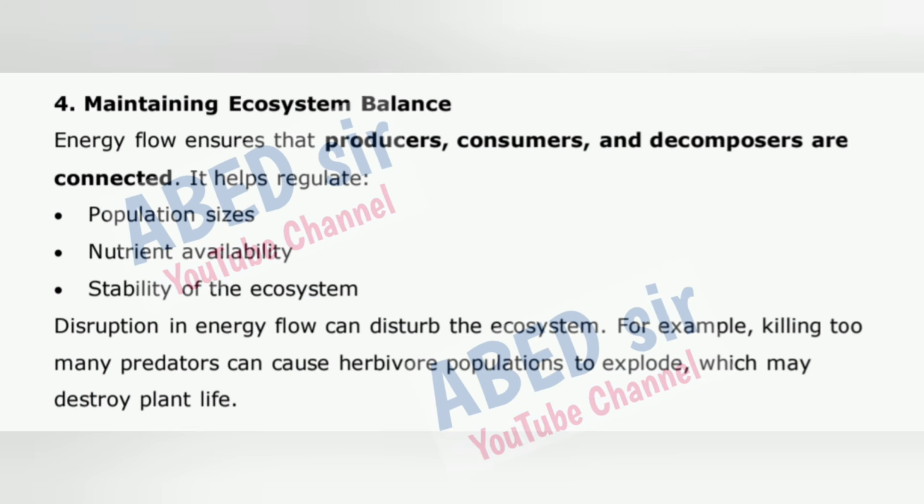4. Maintaining ecosystem balance. Energy flow ensures that producers, consumers, and decomposers are connected. It helps regulate population sizes, nutrient availability, and stability of the ecosystem. Disruption in energy flow can disturb the ecosystem. For example, killing too many predators can cause herbivore populations to explode, which may destroy plant life.